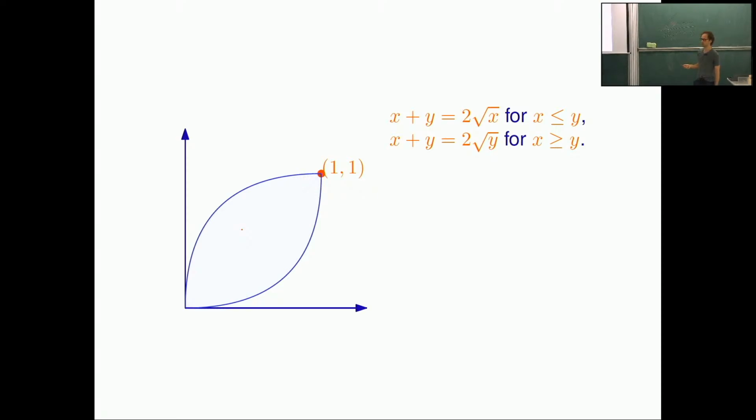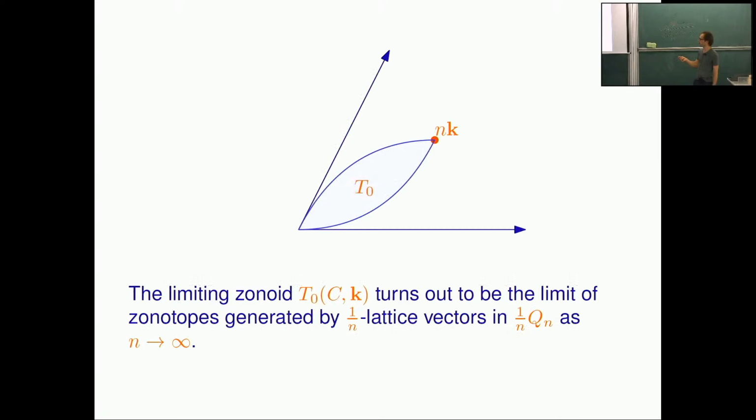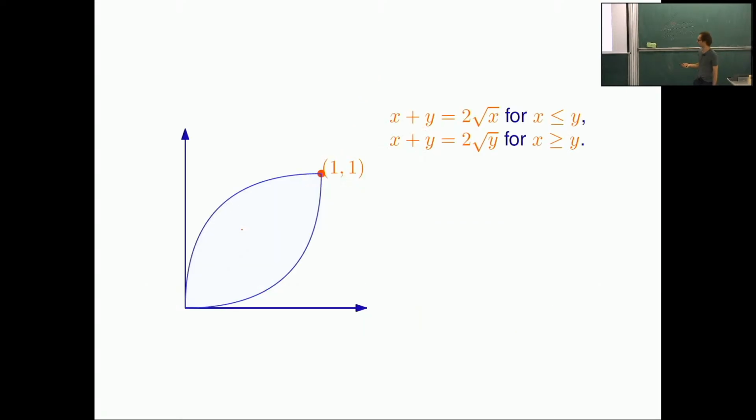But that's not a proof. It's not a proof that this is the limiting zonoid, but it is a geometric characterization of the limiting zonoids that you can use to calculate what they look like. So in the plane, this is what they look like. You have two parabolic arcs from 0 to 1, 1. Here I'm just taking the cone to be the positive quadrant and the endpoint to be 1, 1.